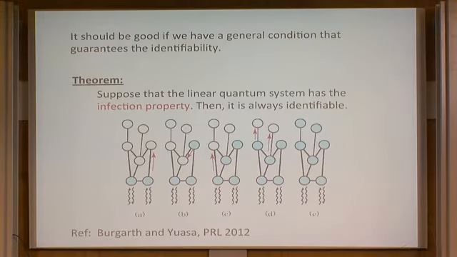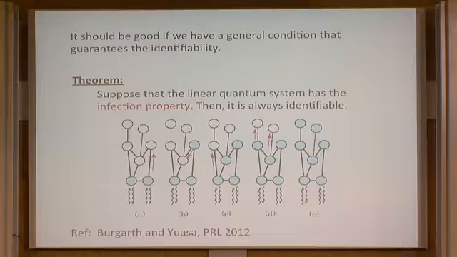Okay, so we need to solve some specific equations to check if the system is identifiable or not. It would be good if we had a general condition that guarantees identifiability. So this is a theorem. Suppose that the partial linear quantum system has an infection property, then it is always identifiable, and we don't need to solve the equation. It is automatically identifiable.